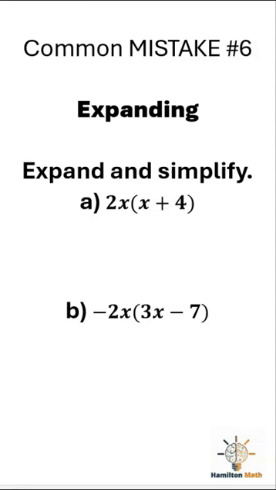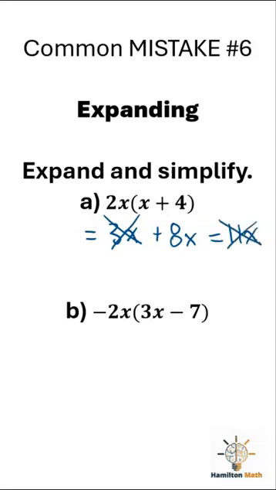This is one of the most common mistakes I see students make when expanding and simplifying. They go ahead and they multiply 2x times x, and they get 3x. That's wrong, by the way. And then they multiply the 2x times the 4, and they get 8x. And then they say, well, together that gives me 11x. That's wrong. The 8x is correct, but the 3x is wrong.